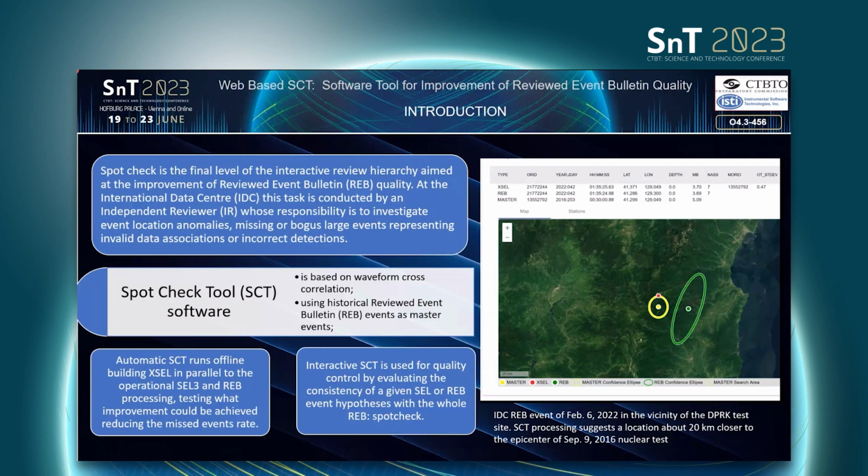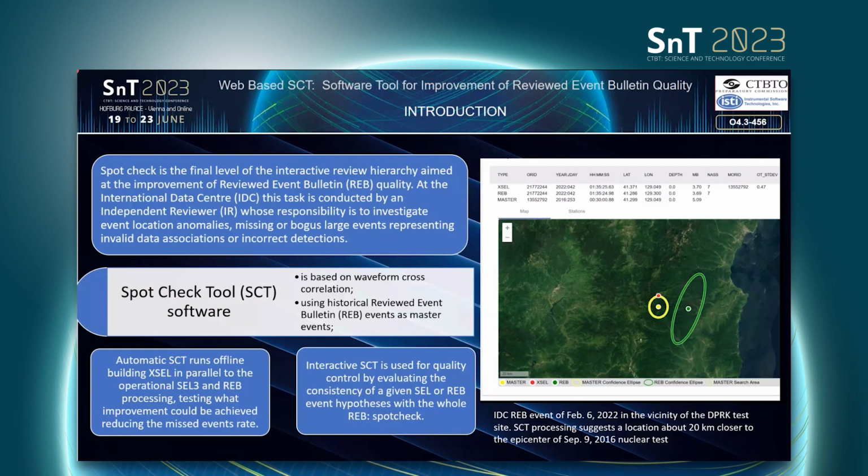So now, looking at the slide, finally. On the right, there is an image. Again, I cannot point at it. On the right, there is an image, and the green dot with the green circle is the REB event close to the Korean nuclear test, which happened on February 6, 2022. Then the yellow dot with the yellow circle around it is the master event. And this master event is actually the huge nuclear explosion which happened in 2016.